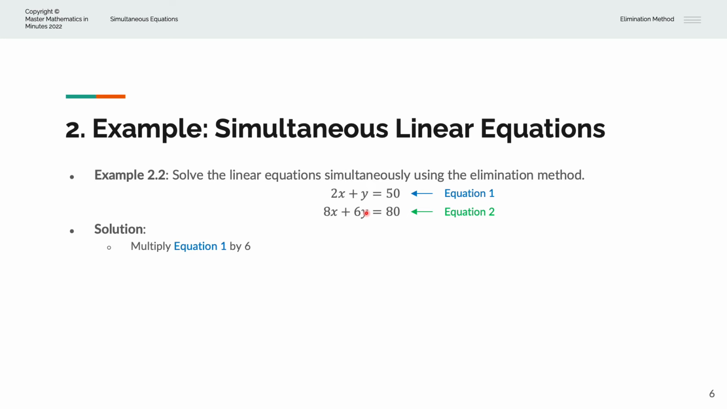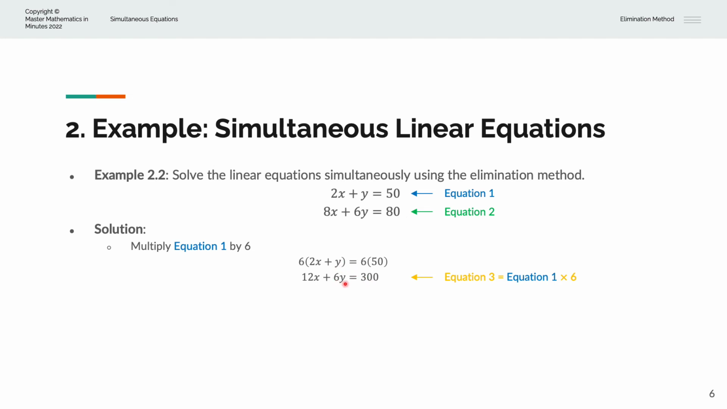So we'll go with the second case, where we multiply equation 1 by 6. So we have 2x plus y copied down, and we'll multiply that by 6. And we have 50 multiplied by 6. And expanding the brackets, we have 6 times 2x is equal to 12x, and 6 times y is equal to 6y. So 6 by 50 is 300, and we'll call that equation 3, which is defined to be equation 1 multiplied by 6.